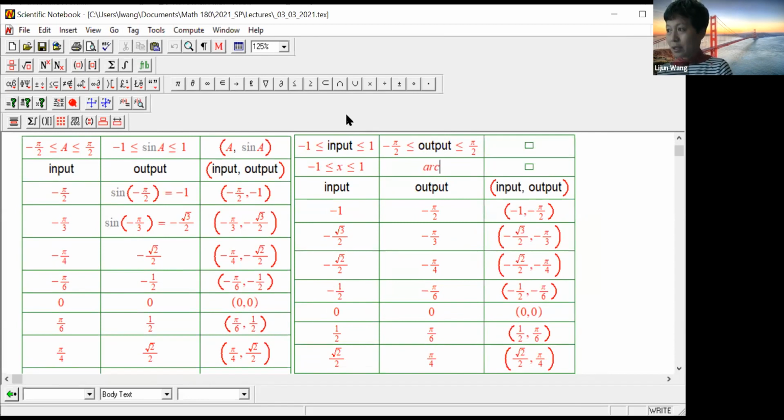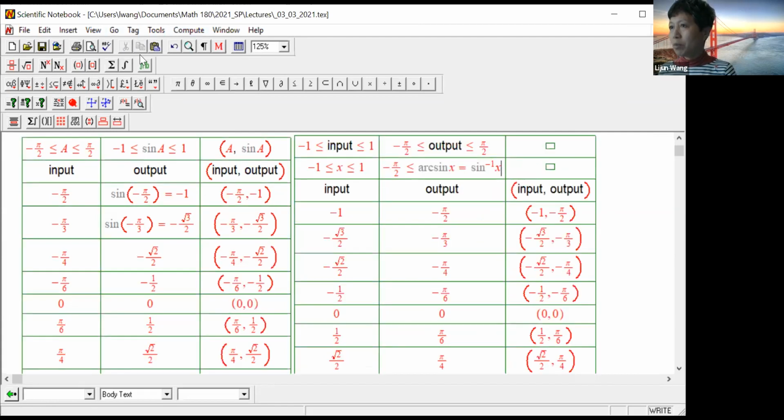It's called arcsine of x. You know, x is a ratio, right? And the other notation, which is even more popular these days in recent textbooks, is sine inverse of x. These two notations are used interchangeably. Of course, the range is between negative pi over 2 and pi over 2.